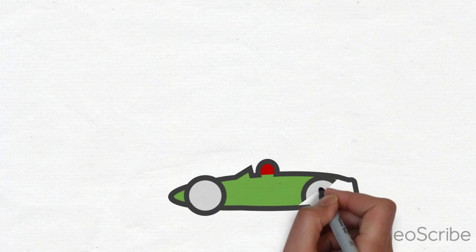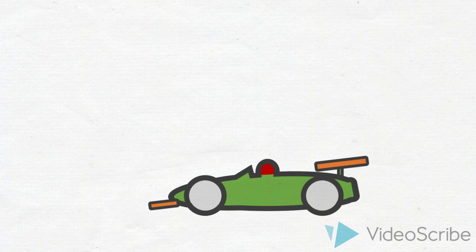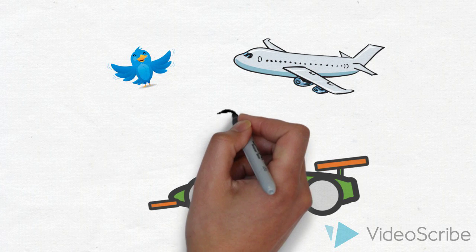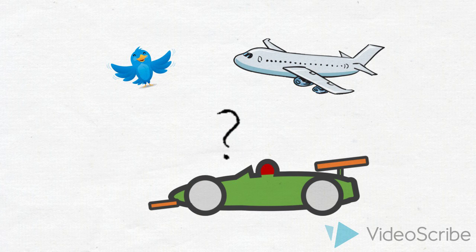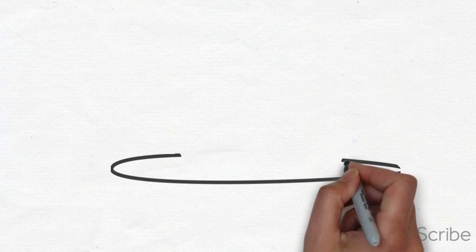Have you ever wondered why some race cars have wings? I mean, wings are for flying, aren't they? They make sense on a plane or a bird, but why would a car need wings? Well, let's just think for a moment what a wing does.